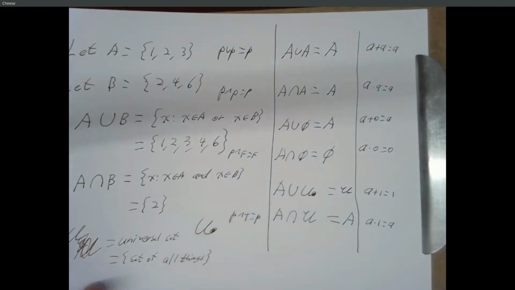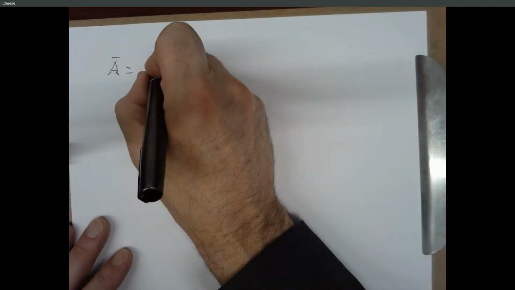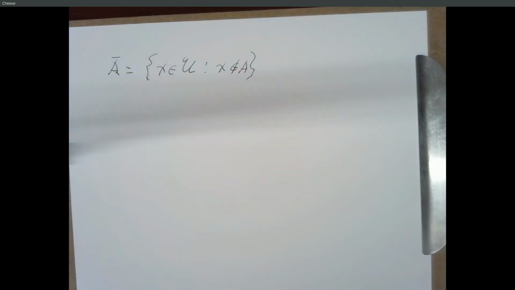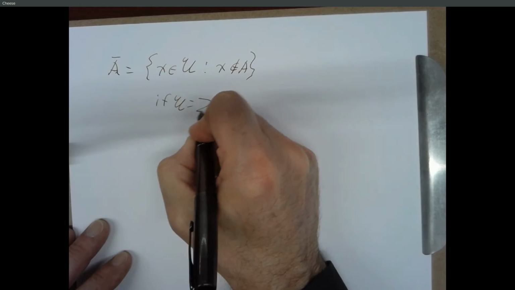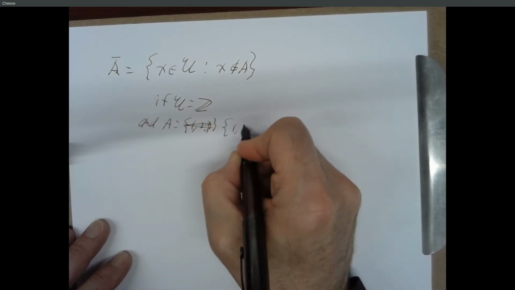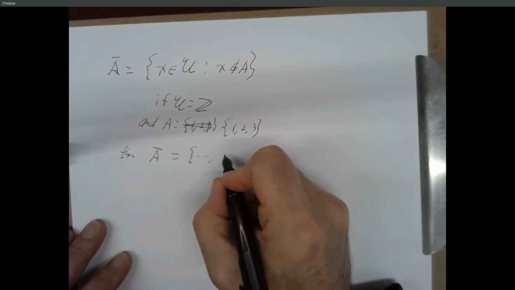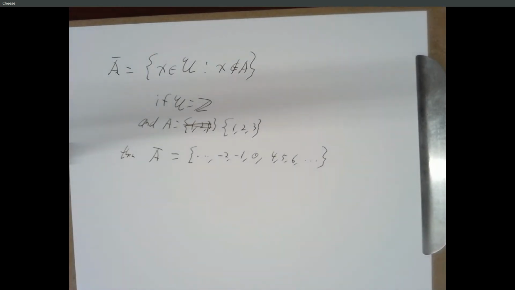We've got unions or ors, we've got intersections and ands. What are we missing? Negations. The negation of A equals the set of all things in the universe such that x is not in A. The negation of A is basically everything that's not in A. Well, this depends on our universe. So if the universe is the set of all integers, and A equals our set 1, 2, 3, then the complement of A equals something like this. All the integers except 1, 2, 3.